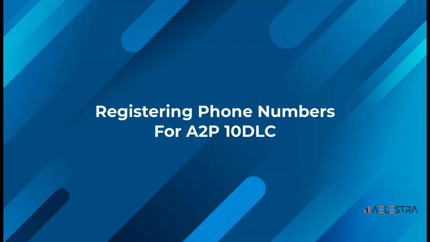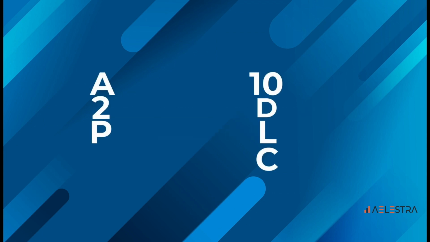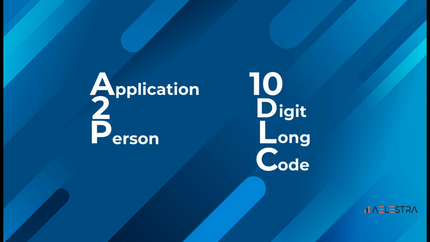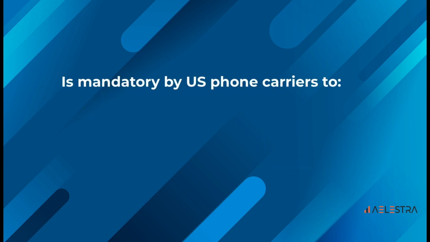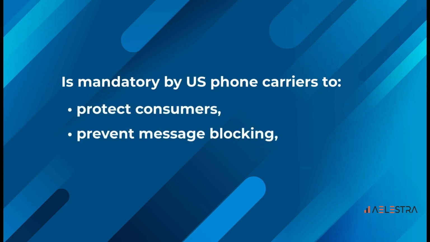If you're sending text messages from a US phone number, you must complete an A2P 10DLC registration. A2P 10DLC combines application-to-person messaging with 10-digit long code phone numbers for effective communication, and compliance is now mandated by USA phone carriers to protect consumers, prevent message blocking, and ensure unhindered messaging.